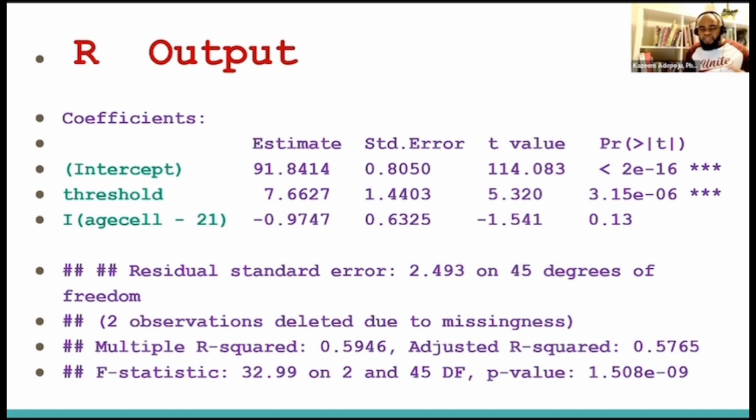But the idea here is that we want to measure the treatment effect after taking into consideration the threshold. We expect the mortality to go higher, and how much higher is 7.66 on attaining the age of 21. That's exactly what I mean here.